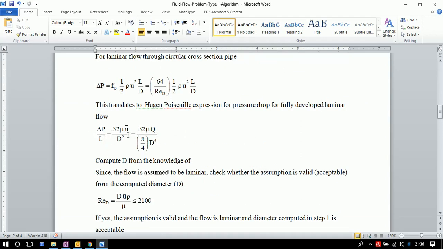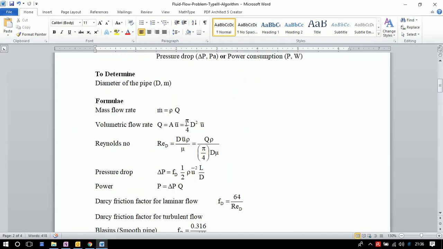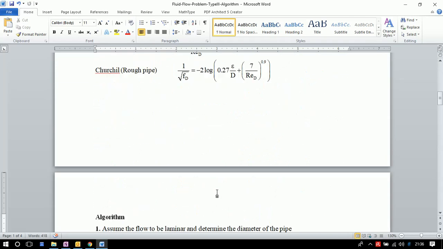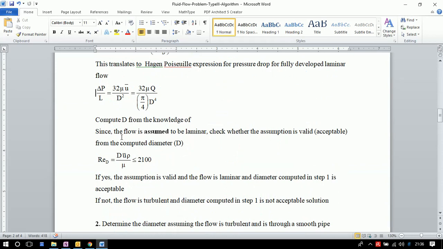Now if you see this expression based on the problem statement, all quantities are known except the diameter. So we know pressure drop, we know length of the pipe, viscosity is known, volumetric flow rate is known. So the only unknown here is the diameter of the pipe, so you can calculate the diameter from the knowledge of all other properties that is given.